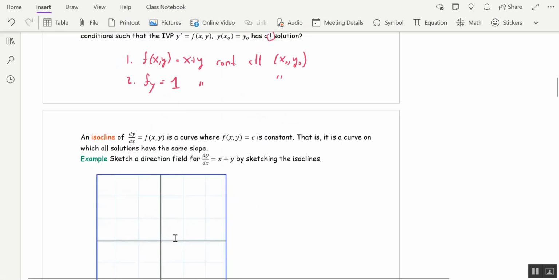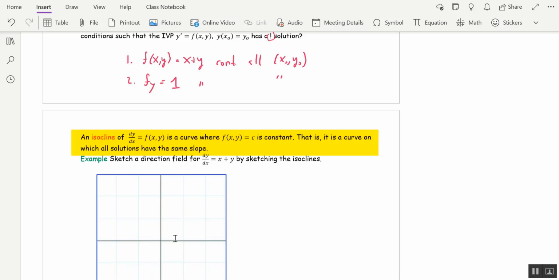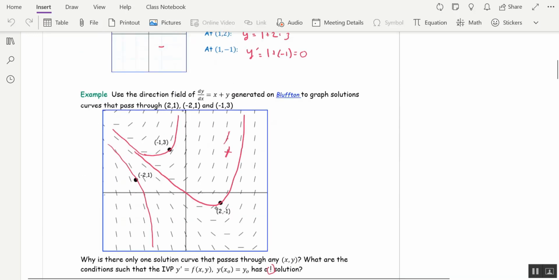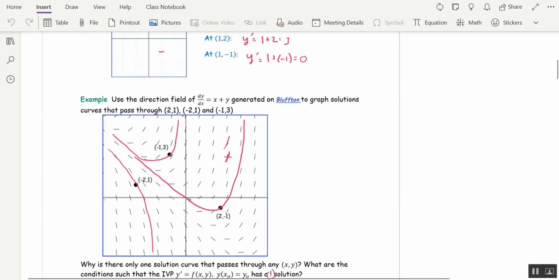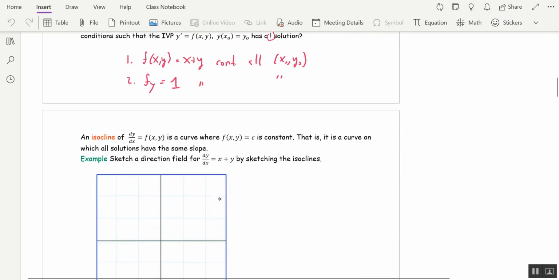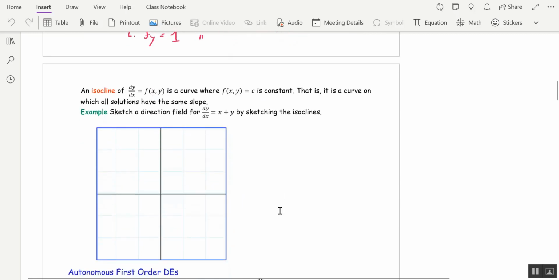There's a way to speed up drawing a direction field by hand, and that would be by using isoclines. An isocline is a curve on which the slope of the tangents is constant. So the f of x, y part is a constant. So for example, I can look at this same direction field and draw it by hand a little bit quicker than I was doing up here. Here I was doing one point at a time. Here I could do it one curve at a time by looking at the isoclines.